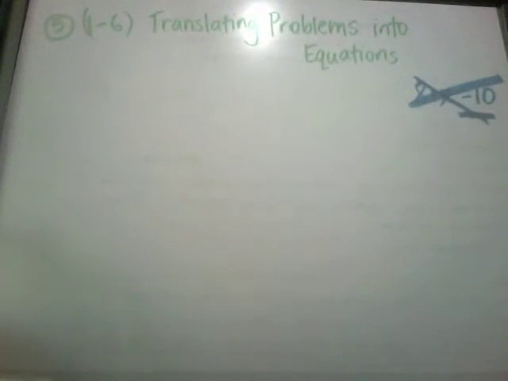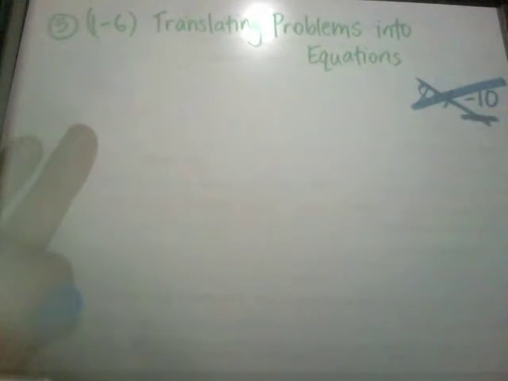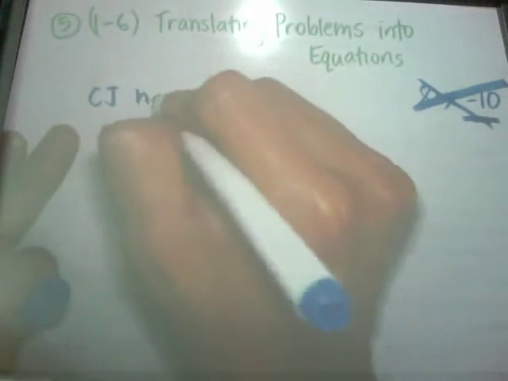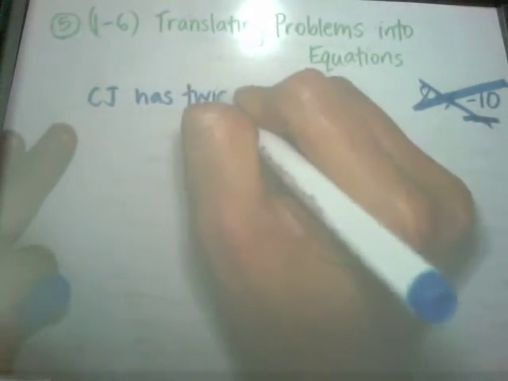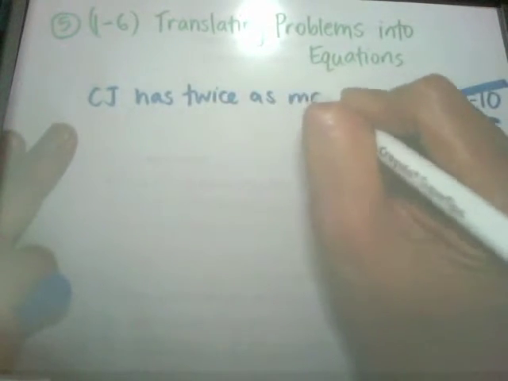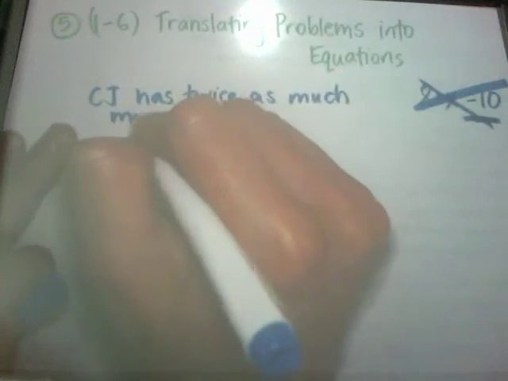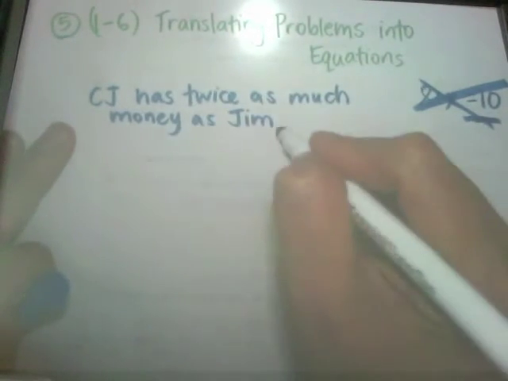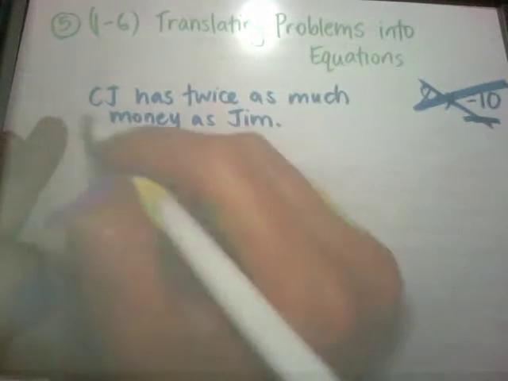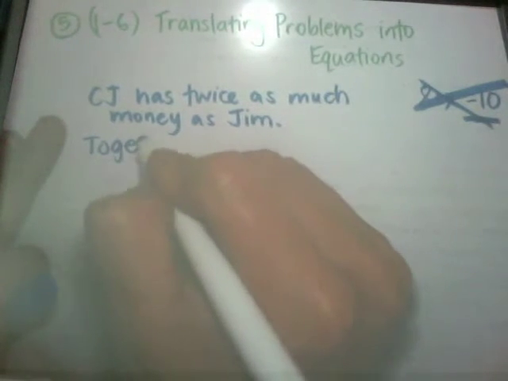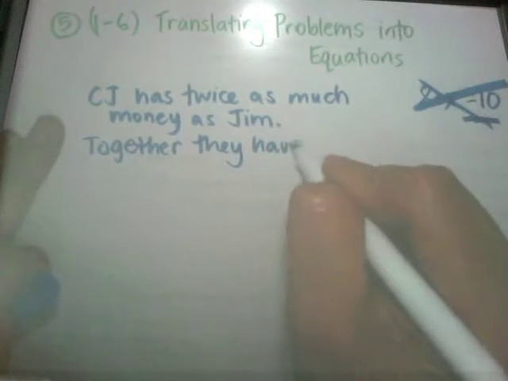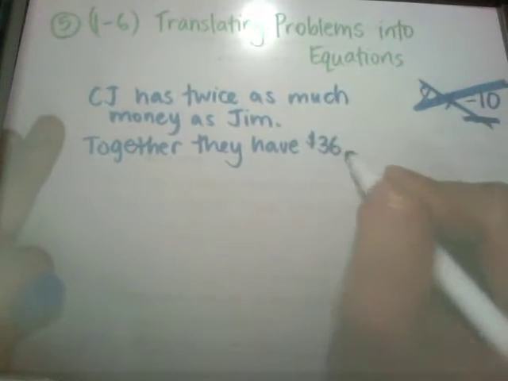Let me start you out with an example. Let's see. CJ has twice as much money as Jim. Together, they have $36.